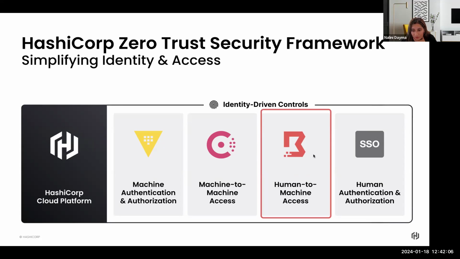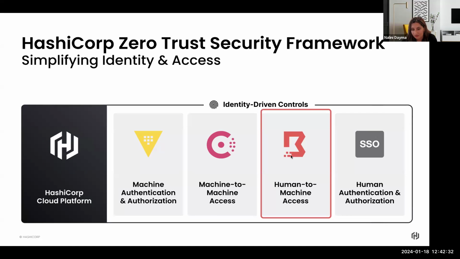So the first element, if I start from the far right, is single sign-on, right? You need some sort of identity provider like Active Directory or Okta to provide you that identity, which stores the human identities or the service accounts or any sort of identity. So that is the first element.